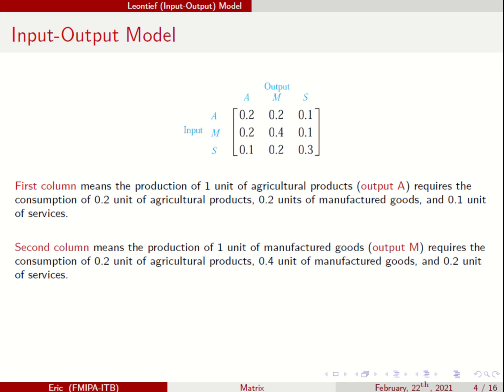And for the second column, it means the production of 1 unit of manufactured goods requires the consumption of 0.2 agricultural, 0.4 manufactured goods, and 0.2 services. You can do the same for the third column.